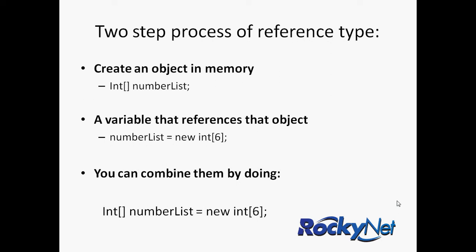You can combine these two steps into one by just putting int brackets, the variable, equals new int brackets, and then defining the amount of elements or character spaces you want.